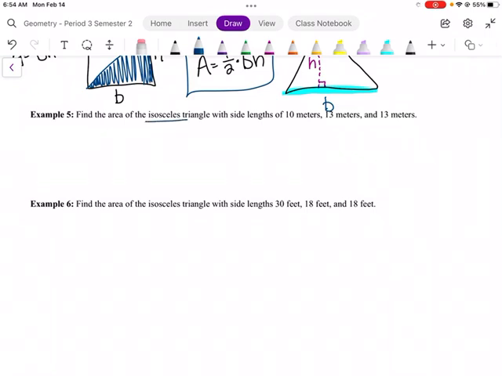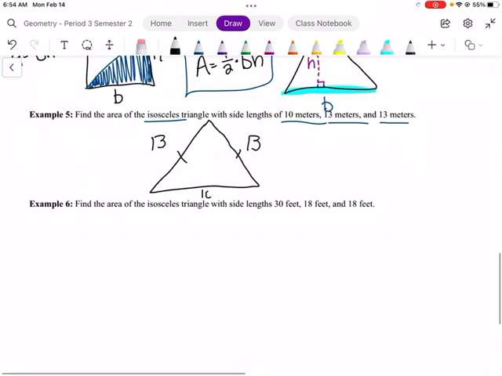So whenever you draw the isosceles triangles, you are always going to want to put the sides that are the same length on top, and then the side that's different on the bottom. So we're going to have 13, 13, and 10. And then we need to draw an altitude because this is not a right triangle. So we need to find the height of our triangle.